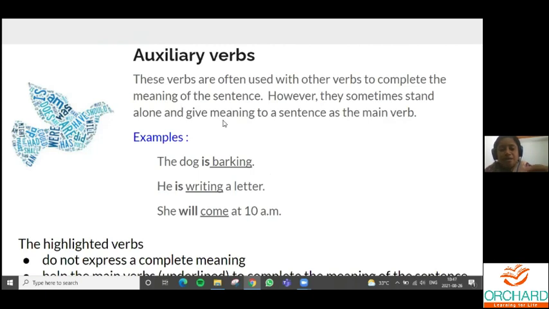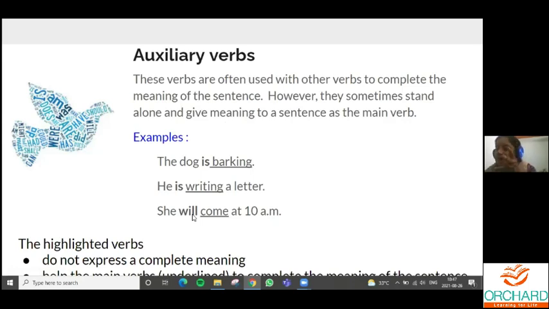See here, it is helping. The main verbs are barking, writing, and come. And is and will are used as auxiliary verbs, helping verbs. So the highlighted verbs do not express a complete meaning. They help the main verbs to complete the meaning, like is barking, is writing.